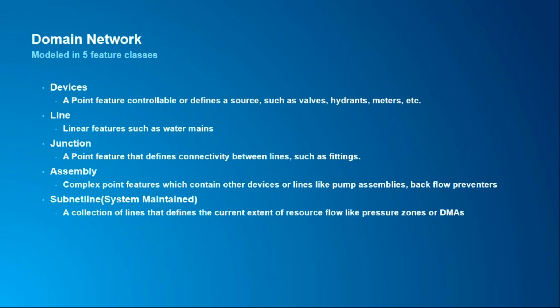This is a system-maintained line that is an aggregation based on your tier. So as I said earlier, you have a pressure zone. Well, the subnet line will actually represent all the features that make up that pressure zone, or in an isolation zone, all the features that make it up. So by you controlling and setting the appropriate values, the system is going to maintain these different zones for you.